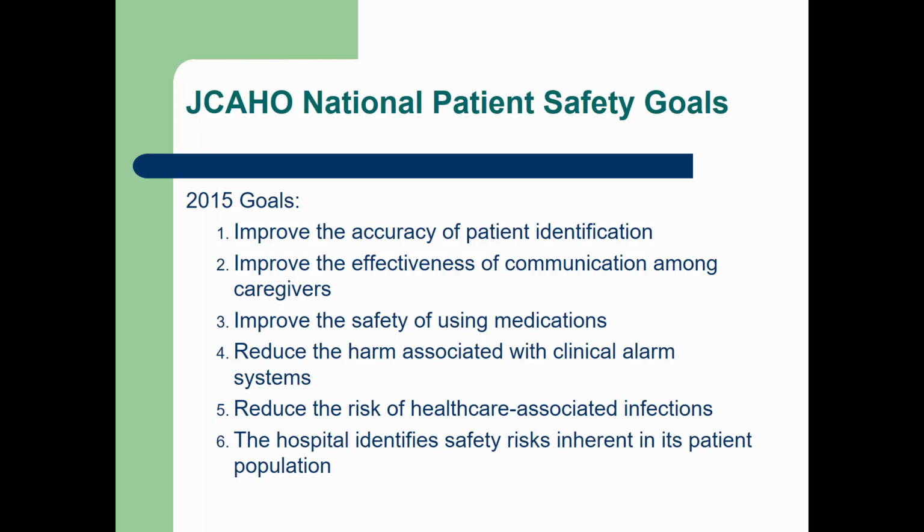Some things hospitals do to address these goals are to use 2 patient identifiers, use SBAR format communication with report, implement EMRs, work to reduce unnecessary alarms which lead to alarm fatigue, incorporate isolation precautions and hand hygiene, and participate in root cause analysis to identify safety risks in the system.